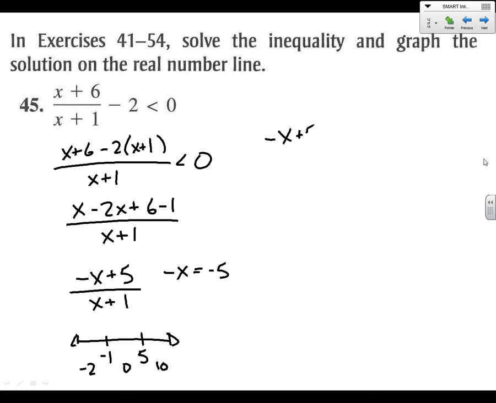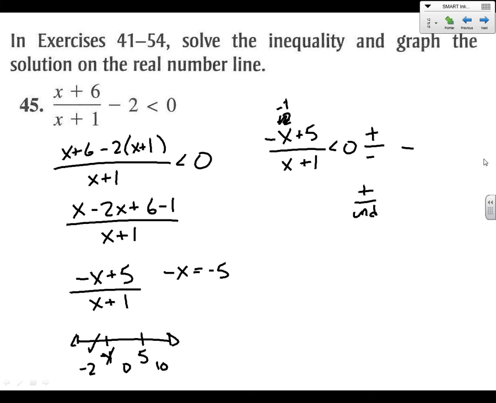Negative x plus 5 over x plus 1. And here we want to be less than 0. So in this situation, let's try negative 2. Negative 2 is positive 2 plus 5 is a positive. Negative 2 plus 1 is a negative, and so that's negative, so we like it. Let's try negative 1. Negative 1 is 1 plus 5. That's positive. Negative 1 plus 1 is 0, undefined. Don't like it.